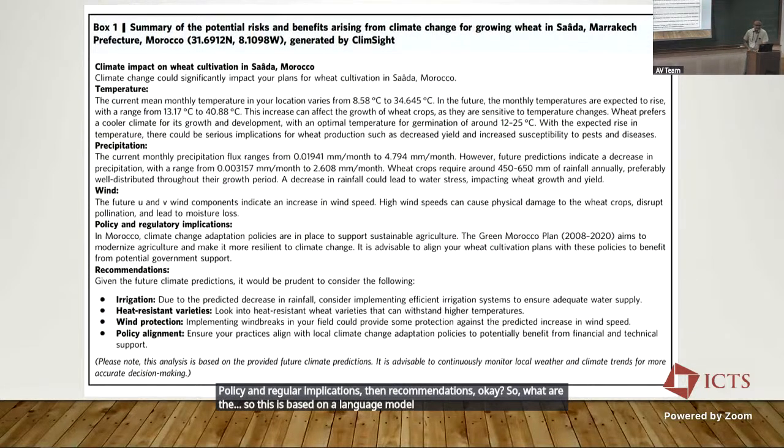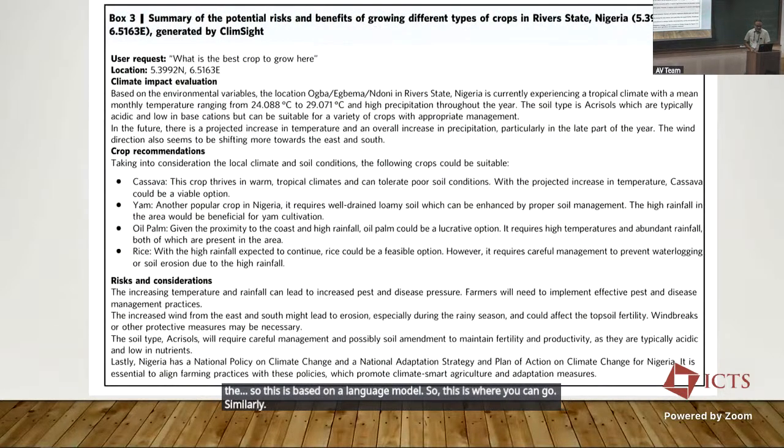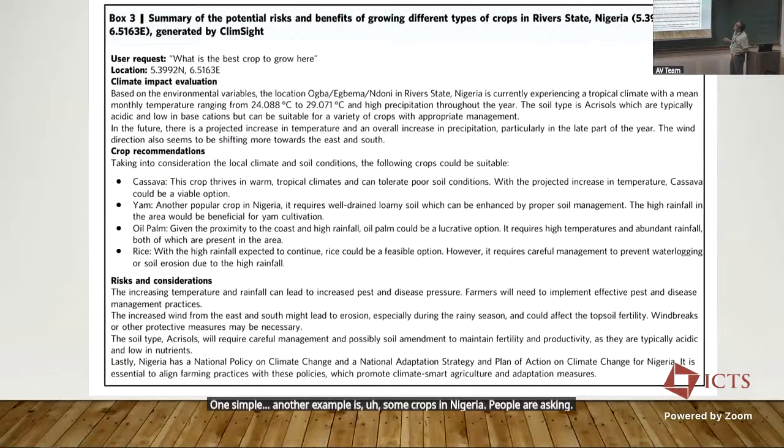So this is where you can go. Similarly, another simple example is crops in Nigeria. People are asking, summarize the potential for growing different types of crops in some state in Nigeria. What is the best crop to grow here? They gave the current climate evolution, then the crop recommendation, then the risk.